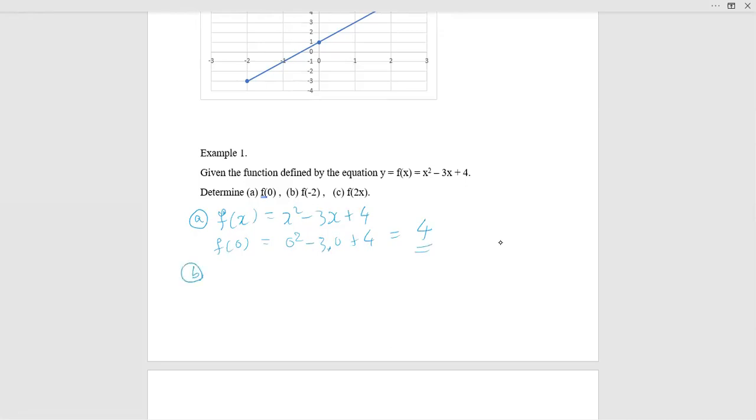B. f of negative 2 equals negative 2 squared minus 3 times negative 2 plus 4. Negative 2 squared is positive 4. Negative 3 times negative 2 is positive 6, plus 4. This is 14.